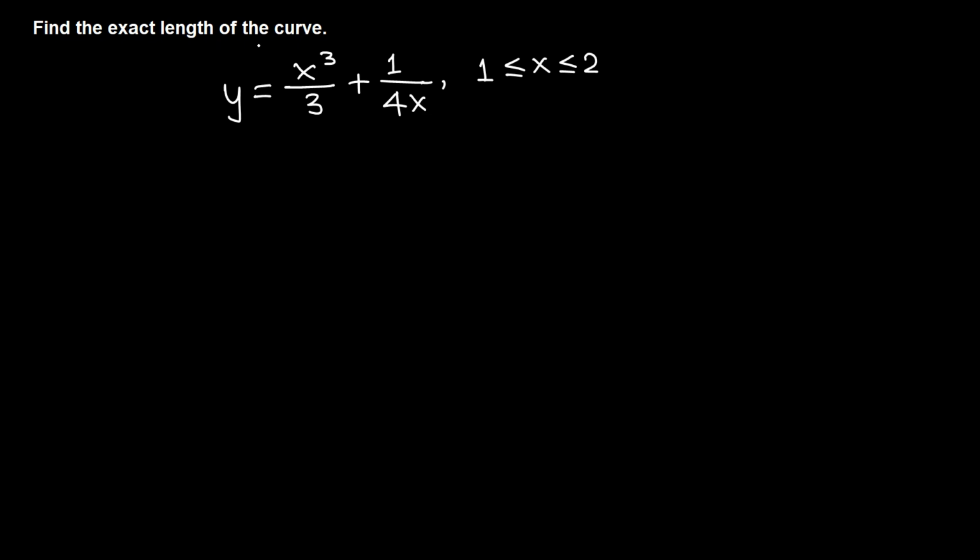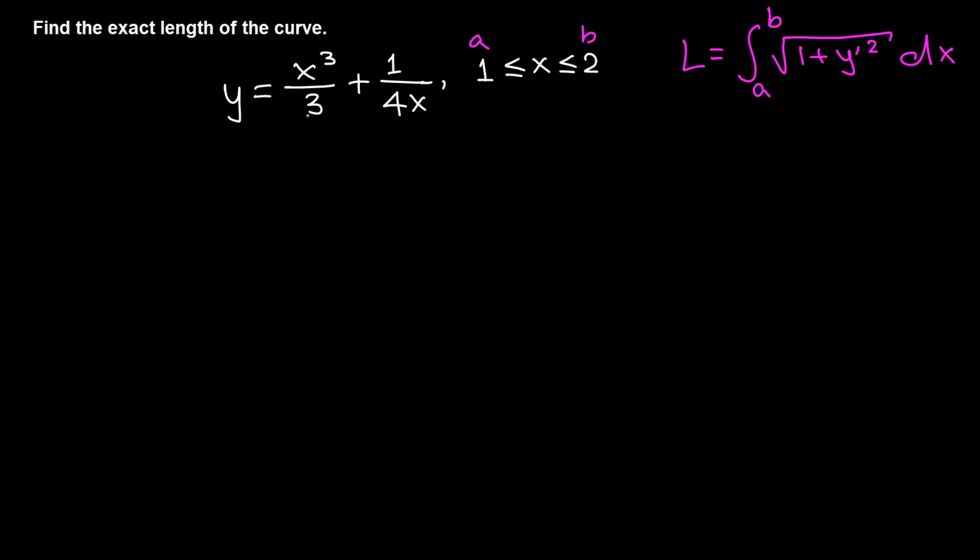Find the exact length of the curve, that is, find the arc length of this curve on this interval, from 1 to 2. So the formula for arc length is L equals the definite integral of the square root of 1 plus the curve derivative squared, integrated with respect to x from a to b. So a to b is 1 to 2, and y is this.